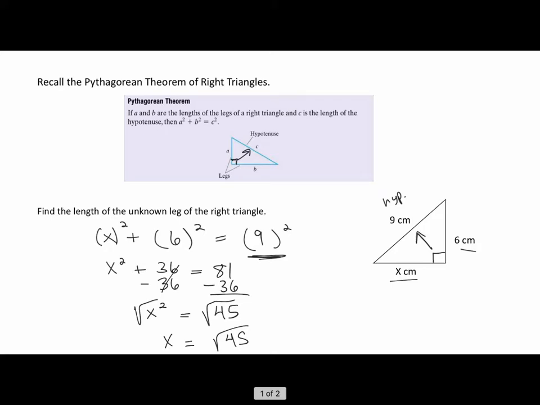And we know this has to be positive only, so that's good. But then we can simplify that radical. So 45 is 9 times 5. So we do have a square root of 9, which is 3. And the 5 is stuck inside. So that means that this side of the triangle is going to be 3 root 5 centimeters.